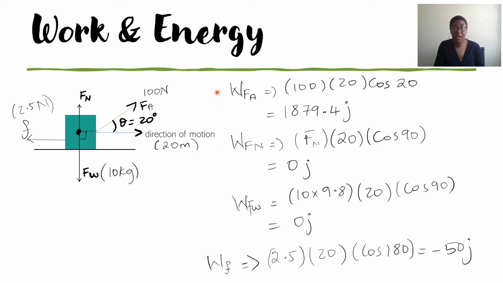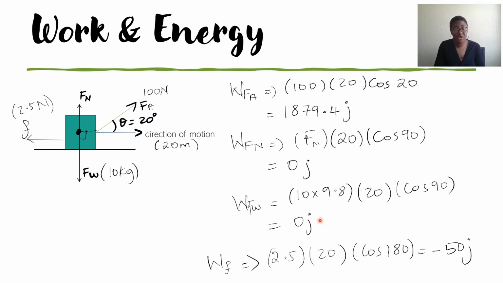Okay, work done by the force applied will be your 100 newtons times the distance and times the cosine of the angle at which the force is working, and you get the work done as 1879.4 joules. Now, work done by the normal force is 0 because it is acting at a 90-degree angle to your object. Work done by the weight is also 0 because it is acting at a 90-degree angle to your object.